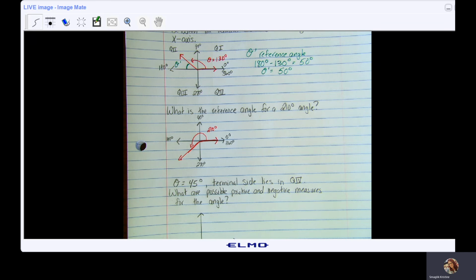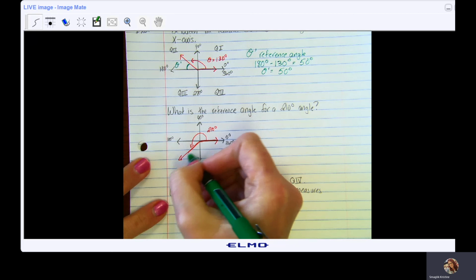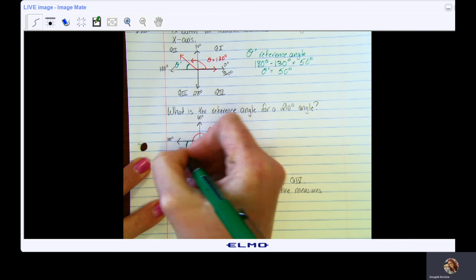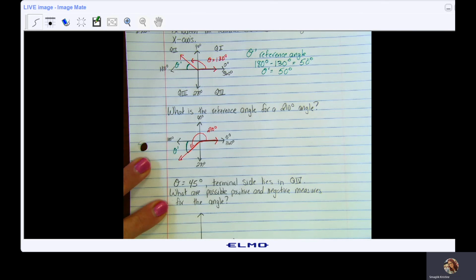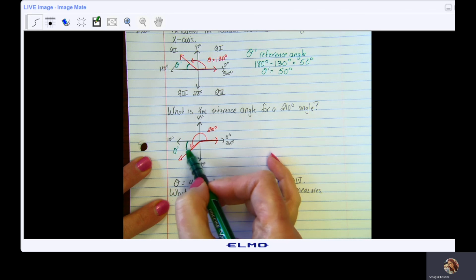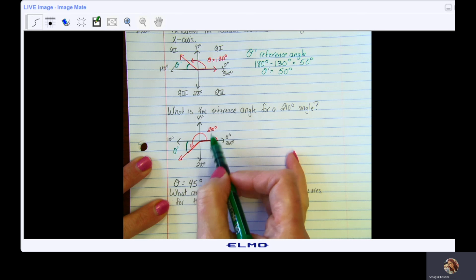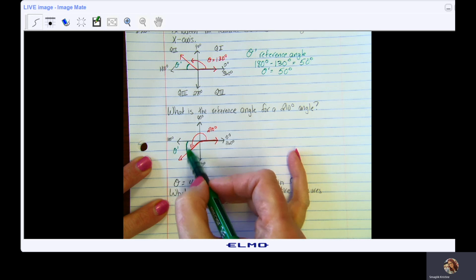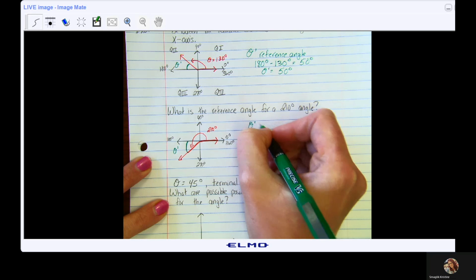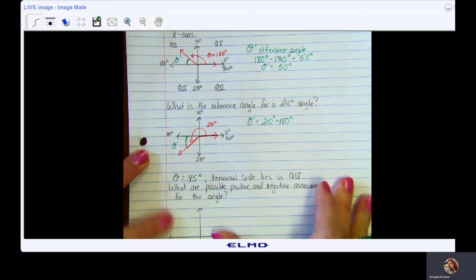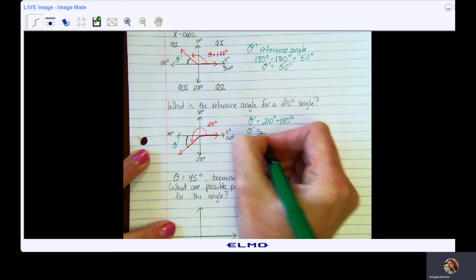Now my reference angle, again, it is between, here's my terminal side of the angle, and here's the x-axis. So I'm looking for this measurement right here. That's my reference angle. So to calculate that, well, notice I've gone a little bit past 180. So what I'm going to do is I'm going to take 210 degrees minus 180 to find that difference. And that gets me 30 degrees.